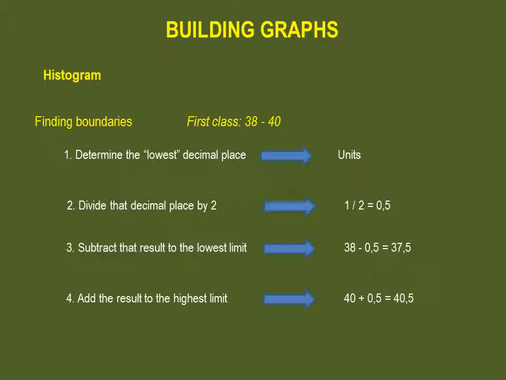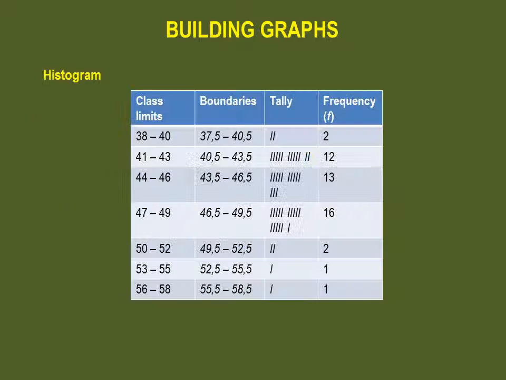Now, what would we have done if our class limits would have been 38.5 to 40.5? Our lowest decimal place in our class limits is the 10th. Divide a 10th by 2, which gives us 0.05. Subtract 0.05 from the lower limit, gives us 38.45. Add 0.05 to the highest limit gives us 40.55. And of course you must repeat that for all of the classes. This is the frequency distribution that actually has the boundaries written down.